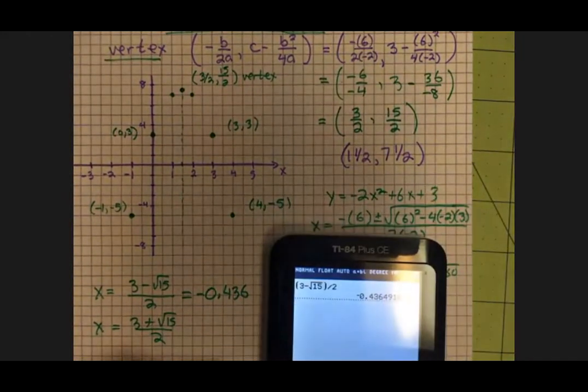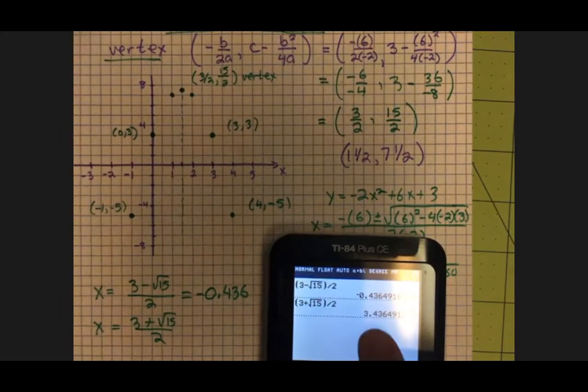Now let's do the same thing again, but put a plus sign in here. Oh, excuse me, gotta get someone else in the room. Get some drop and come back. Let's put a plus sign in there. I got 3.436.